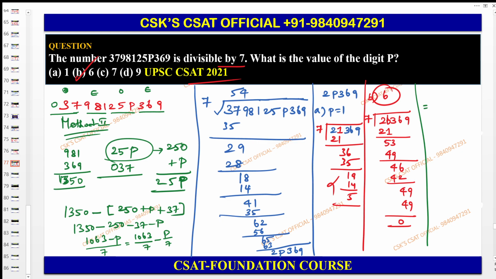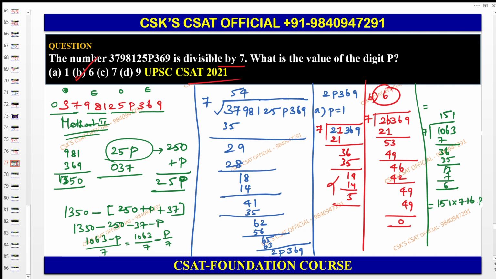divide that 1063 by 7. What happens here? 1 times here, then 7 here, 3 6, 5 times 35 13, then 1 time, then 7 6. So by using the division algorithm, you can split that 1063 as 151 into 7 plus 6, then what else is pending here? Minus p. So this has to be divisible by 7.